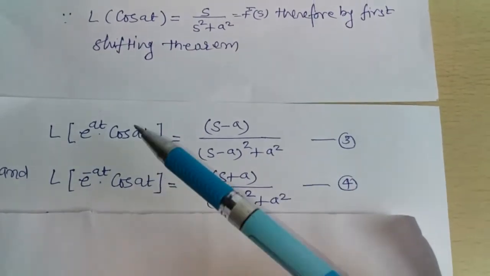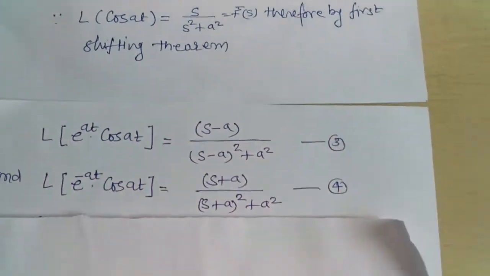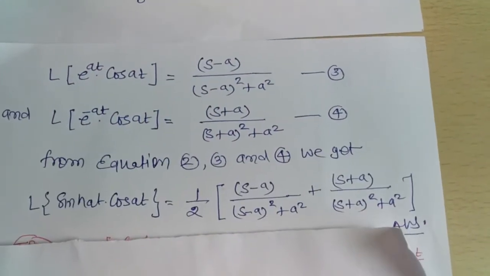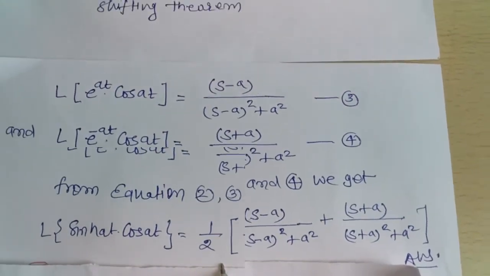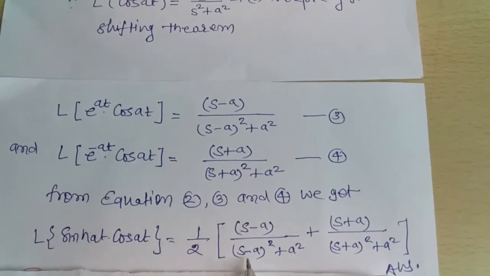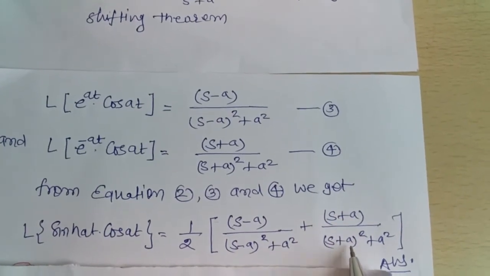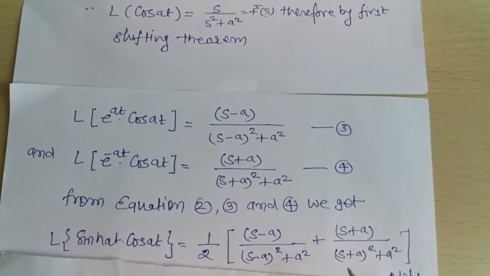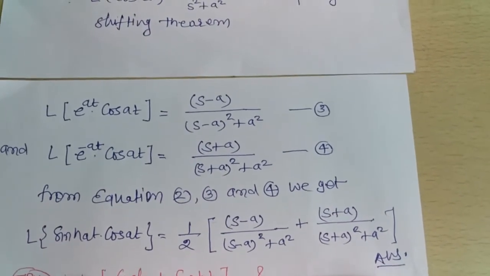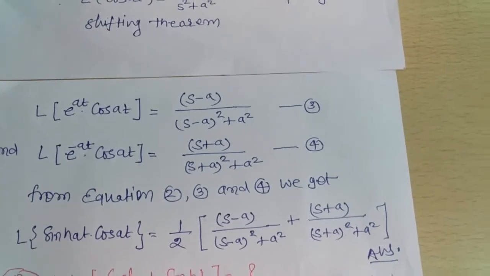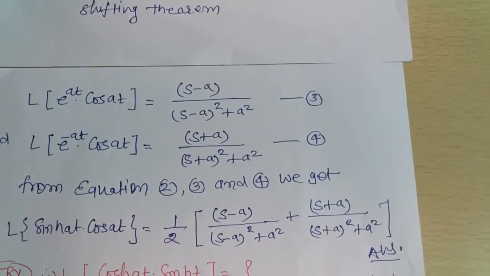Now putting these values from equations 3 and 4 in equation 2, we get the Laplace transform of hyperbolic sin at into cos at is 1 by 2 [(s minus a) upon (s minus a) whole square plus a square plus (s plus a) upon (s plus a) whole square plus a square]. So this is the Laplace transform of hyperbolic sin at into cos at. Similarly, we can try these problems.